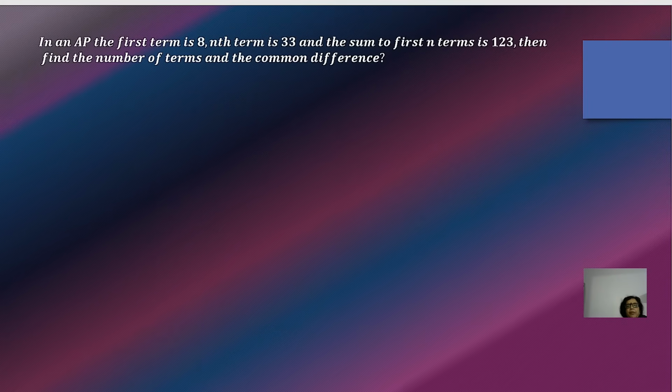In an AP, the first term is 8, the nth term is 33 and the sum to first n terms is 123. Then find the number of terms and the common difference. The first term is 8, that means A is 8. An is given as 33. And the sum to the first n terms is given as 123.